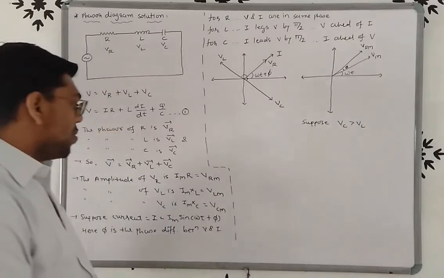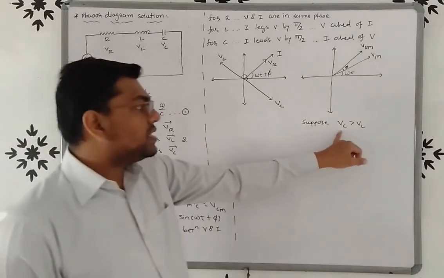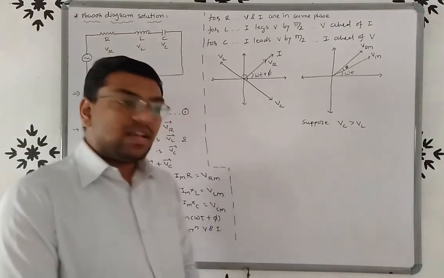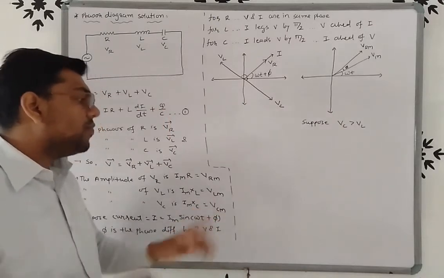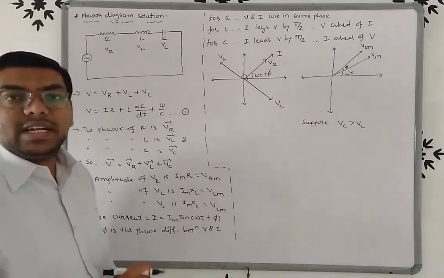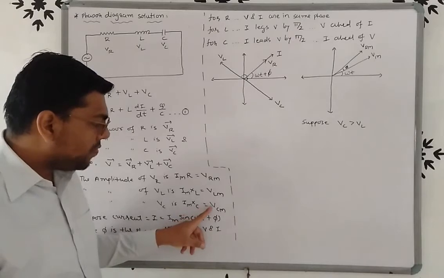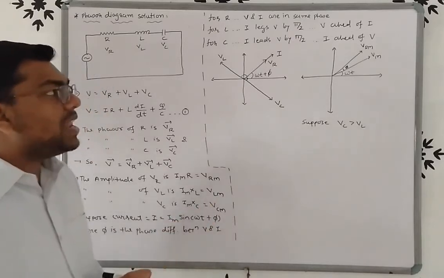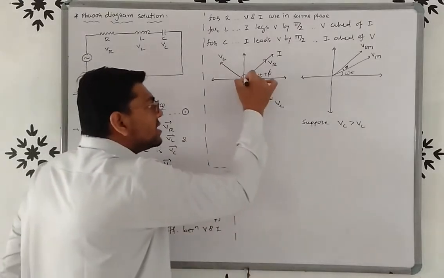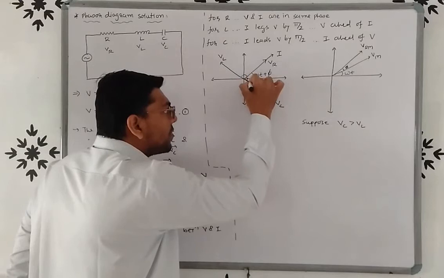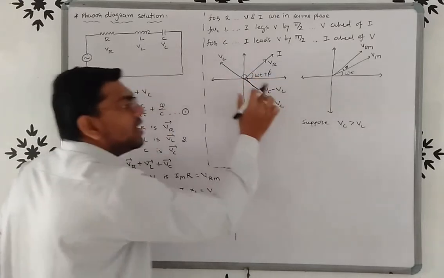Now here we consider that VC is greater than VL. So here VCM is higher than VLM, so we can take the subtraction VCM minus VLM. Since VC is greater than VL, this is like this, the phasor of VC minus VL, right?